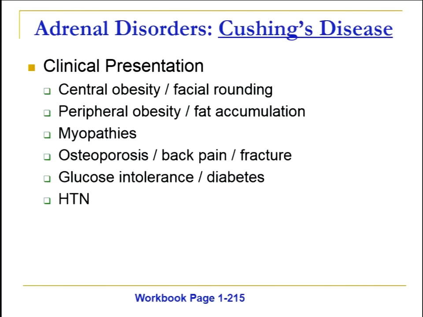But focusing on Cushing's disease, the clinical presentation, you always have to think about Cushing's disease as increased cortisol. So all those side effects you want to counsel your patients on when they're on chronic steroid use, the same things. You see that central obesity and facial rounding, that moon face. It can have peripheral obesity and fat accumulation. Myopathies, and patients are at risk then for bone fractures and osteoporosis. It can increase risk for glucose intolerance and diabetes and hypertension as well.